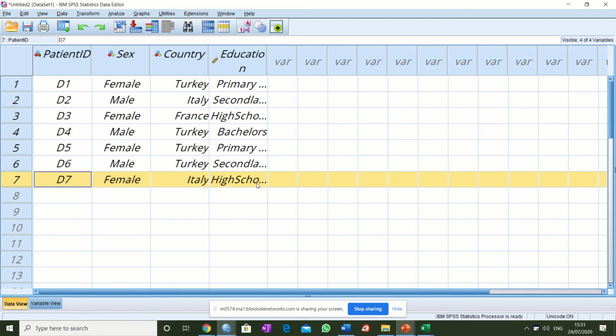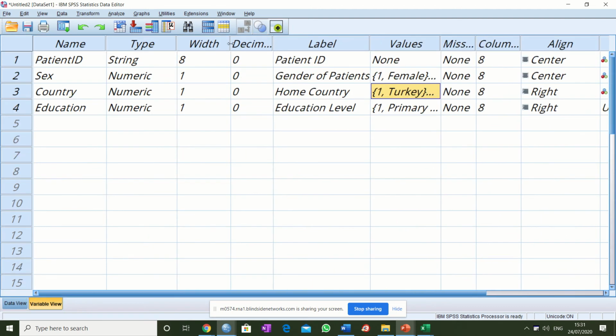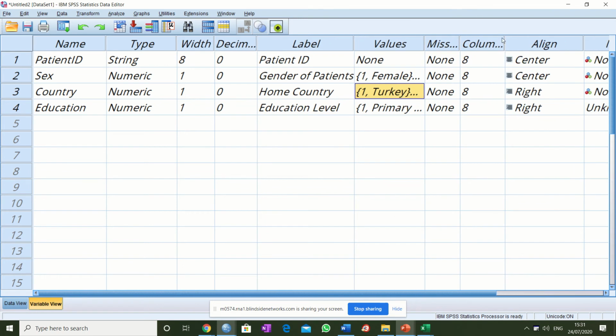Is a female from Italy, high school. You ask your patients and you record them. But this is just an example, so it is nothing like reality. We are just learning now how to write and how to define.